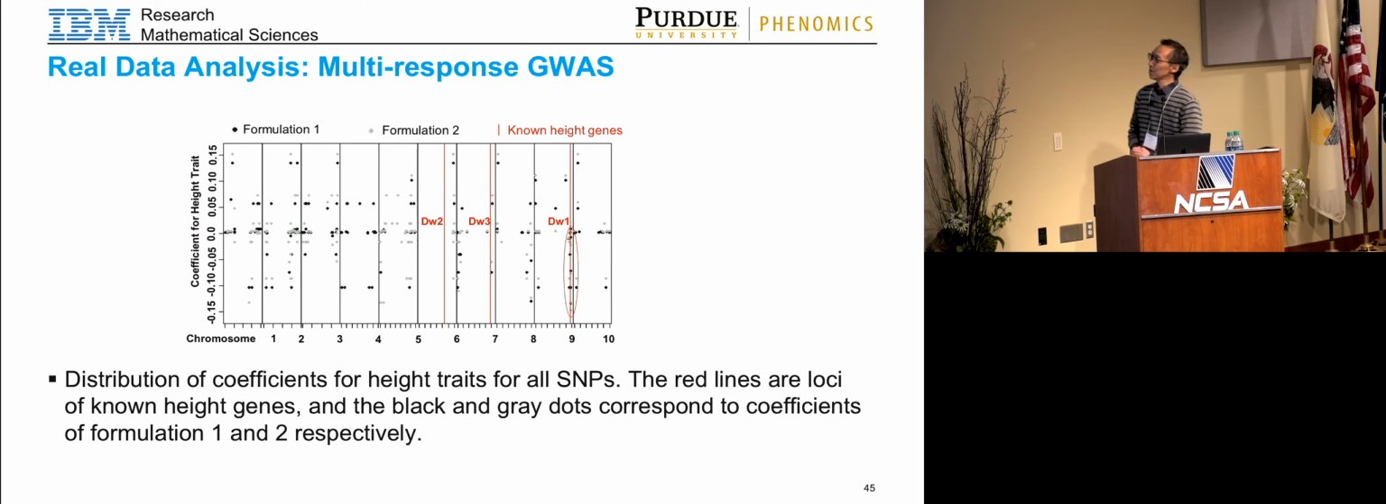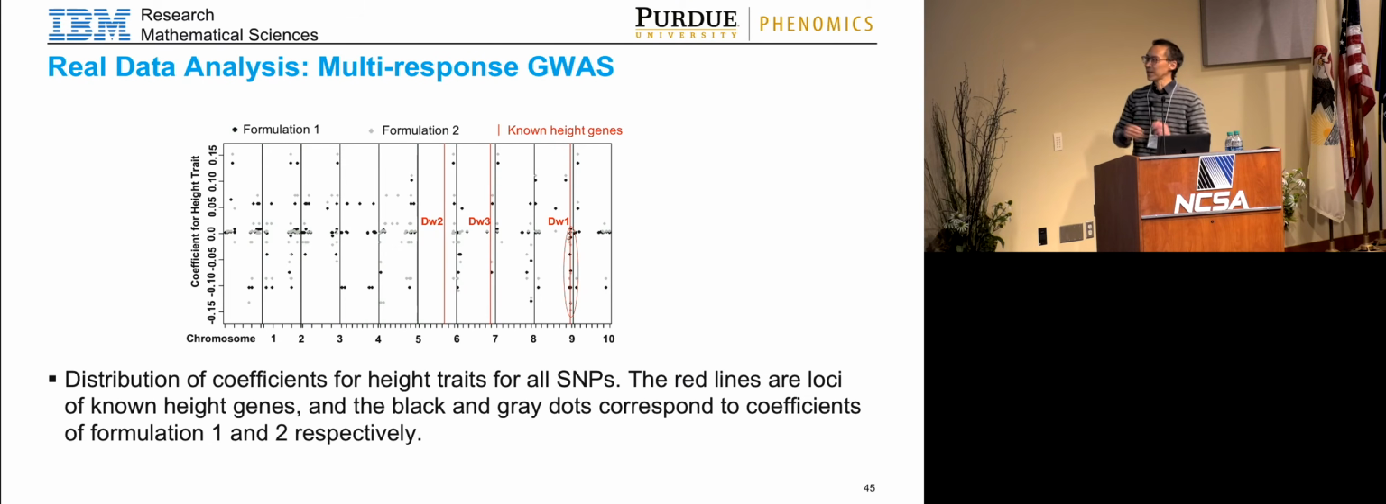Here's a little sample of what the model is saying for both formulation 1 and 2. What's being plotted here on the y-axis are the coefficients, and on the x-axis are the chromosomes. And so both formulations are pointing to similar areas with some differences.